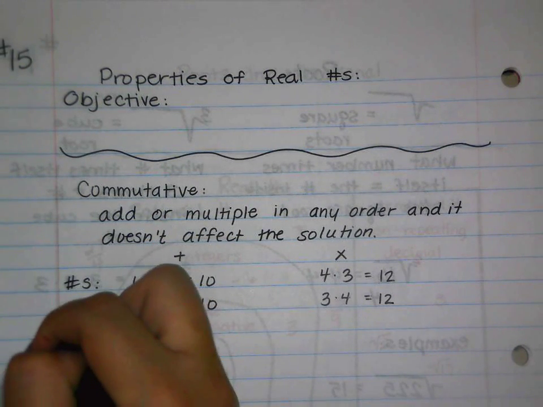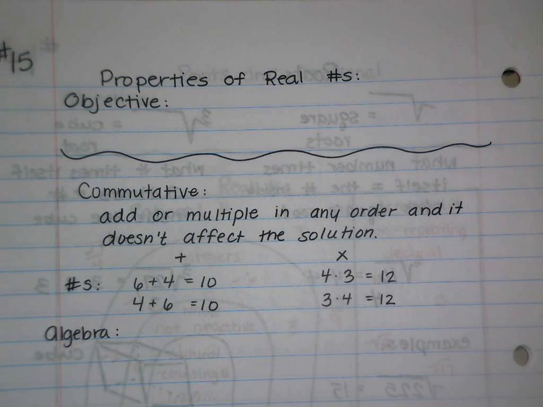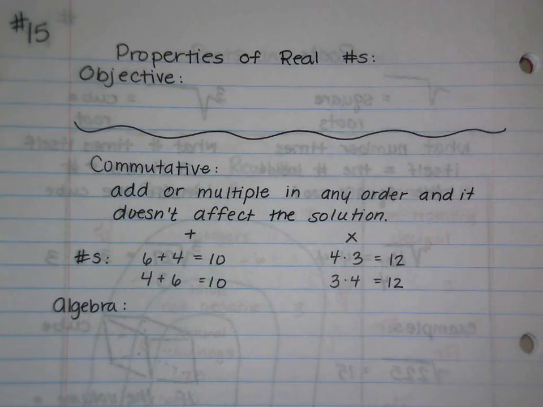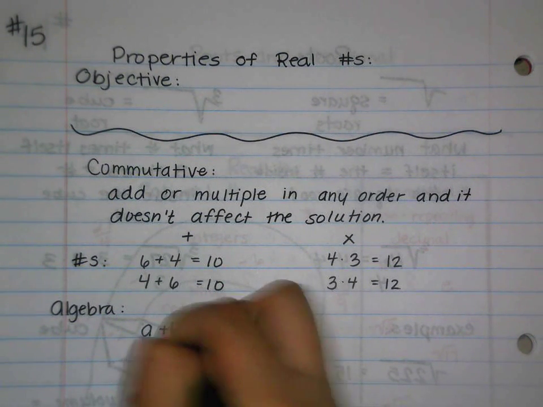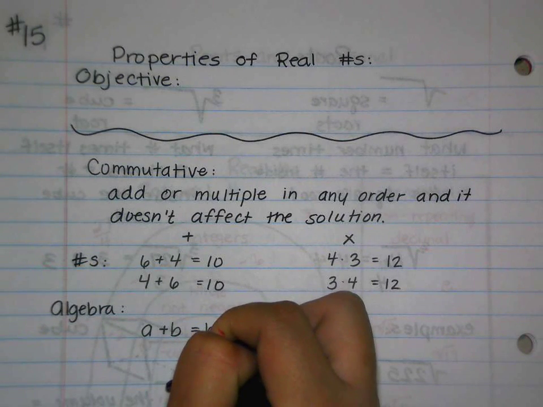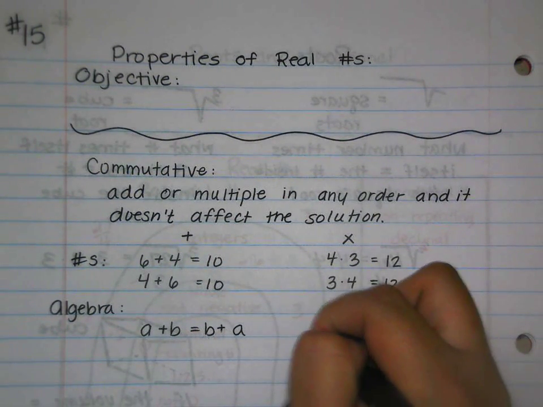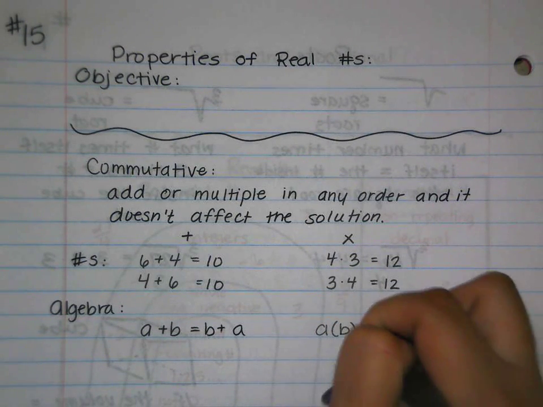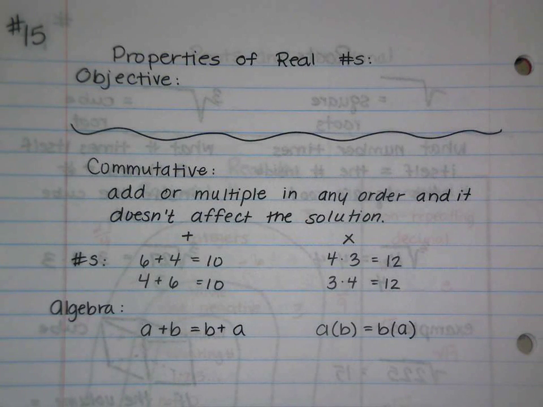So algebraically, I can write it with any variable, and I can plug in any number, right? So algebraically, I can say that A plus B is equal to B plus A for addition. Or for multiplication, I might say A times B is equal to B times A. So I could plug any numbers A and B in there, and those would still stay true.